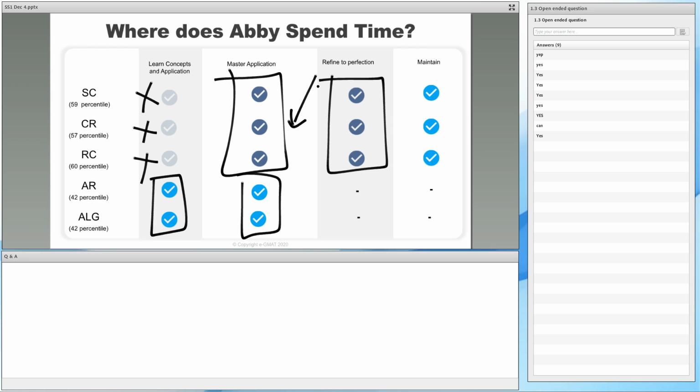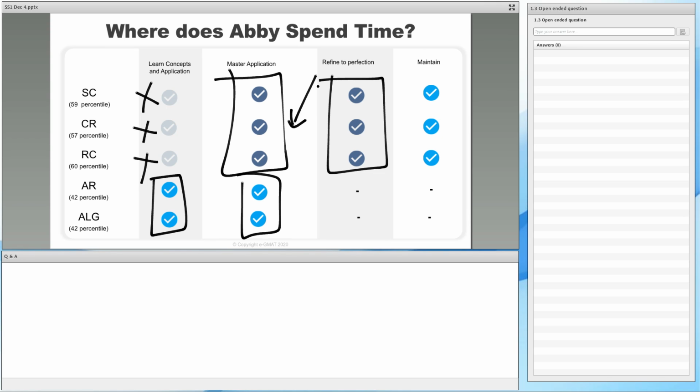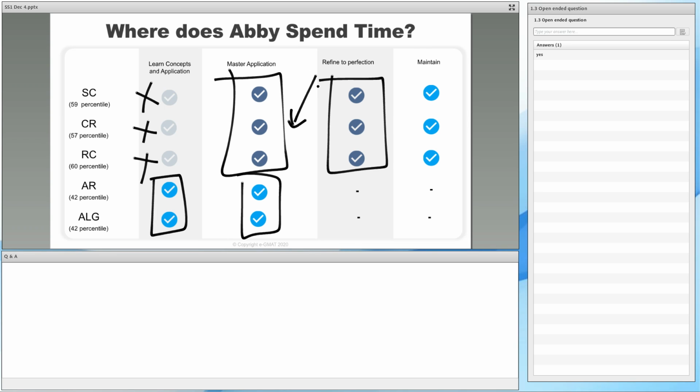Okay. Coming back to what we were talking about. Can you see how learning concepts would be a wastage of time for Abby? Because she's already at that 60th percentile. She cannot be at that 60th percentile if she doesn't know the concepts. Yes, there is a possibility that in a few concepts she might lack, but while she is mastering application, a good analytics system will help you do that. And that's the beauty of having a good analytics system.